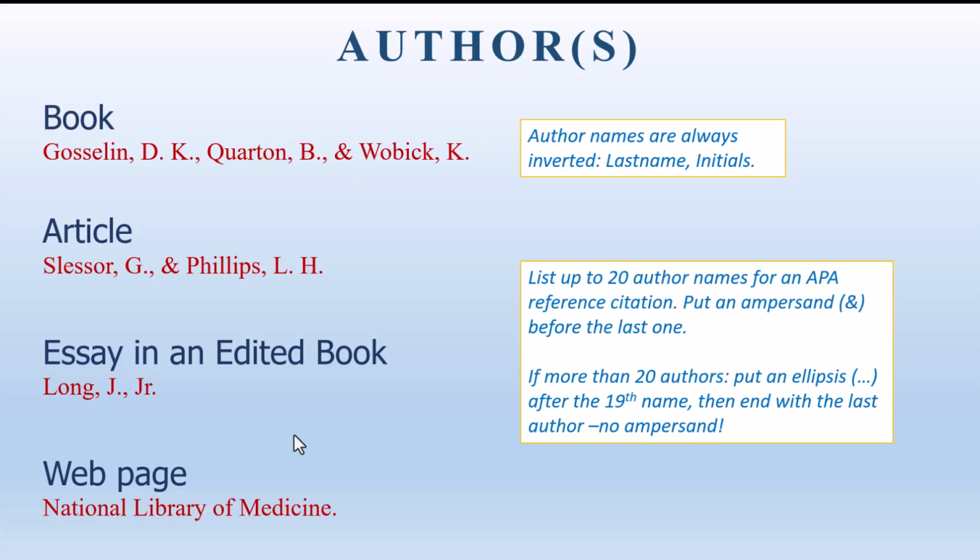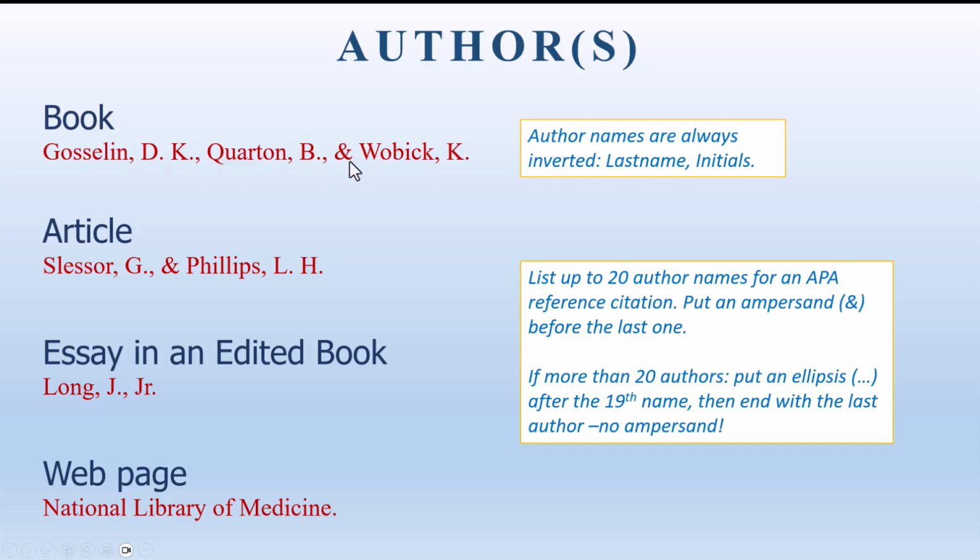So let's start with that first piece. I'm going to show you 4 types of material: books, articles, an essay from an edited book, and a web page. So we saw in our in-text citation that we were only doing last names. In the reference list, you do last names plus first initials. You can do middle name initial if you know it, if you have it, but you would always have to do first initial as a minimum.